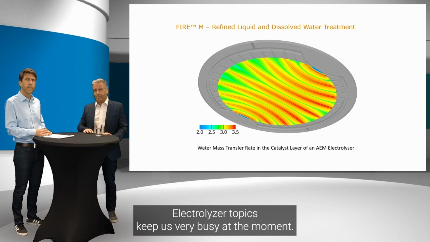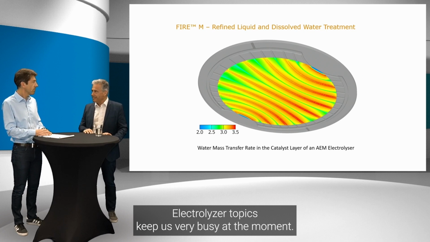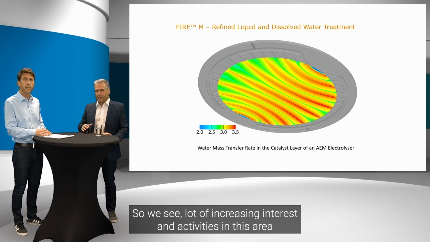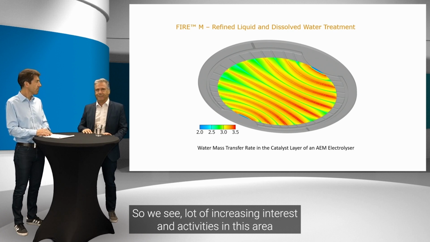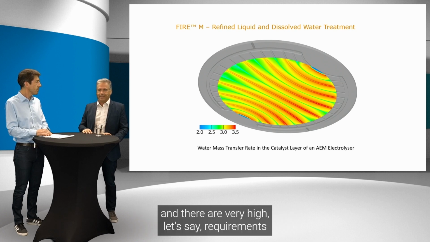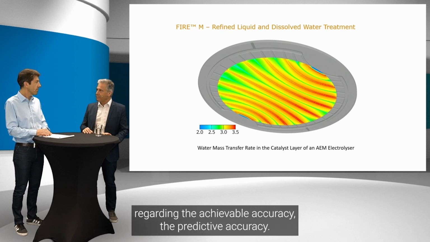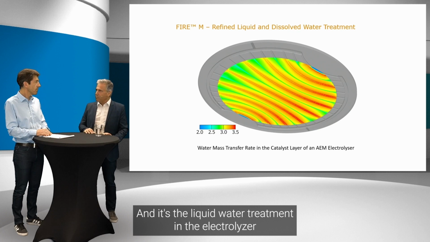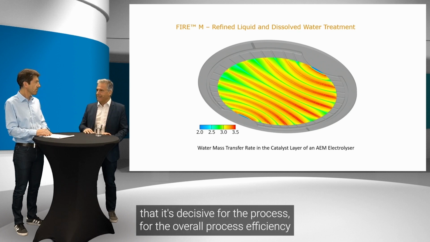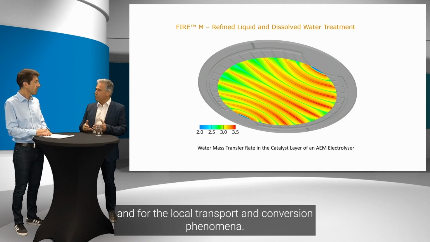Yeah, electrolyzer topics keep us very busy at the moment. So we see a lot of increasing interest and activities in this area. And there are very high requirements regarding the achievable accuracy, the predictive accuracy. And it's the liquid water treatment in the electrolyzer that is decisive for the overall process efficiency, and for the local transport and conversion phenomena.